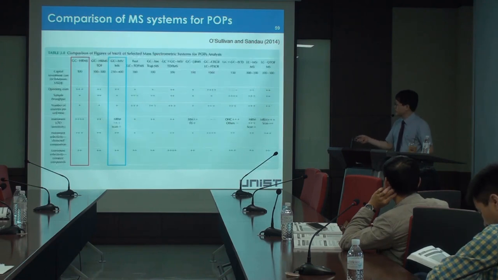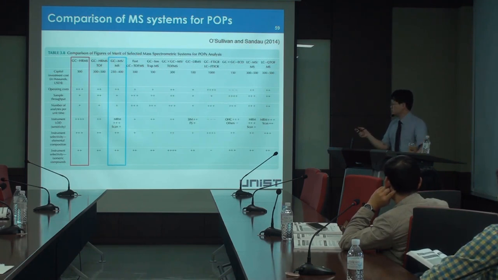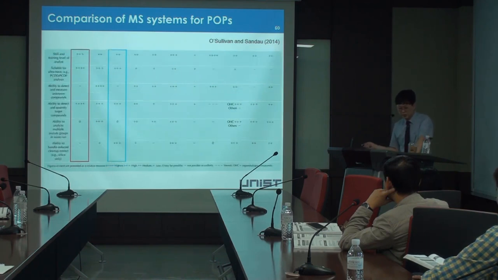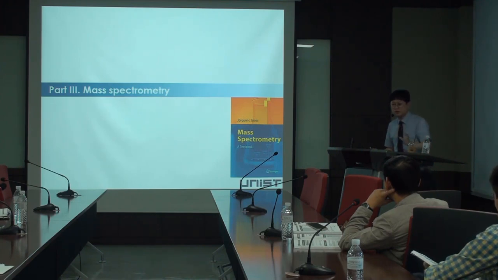So this traditional method takes a lot of time, and the analysis requires more skilled persons and is more expensive. But recently, the GC-MS/MS tandem technique is substituting for HRMS. But there are many other types of GC-MS or other types of MS with possibilities. Okay. So let's have a 5 minute break.